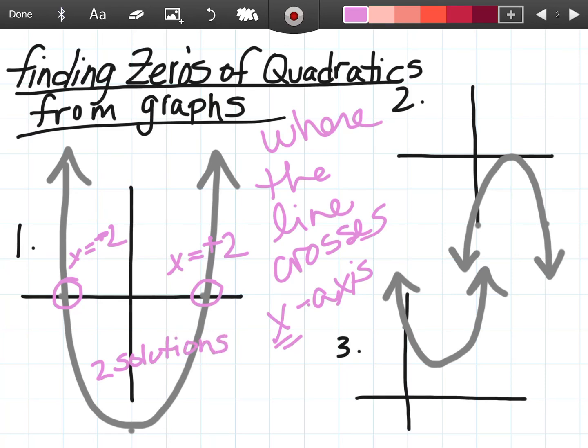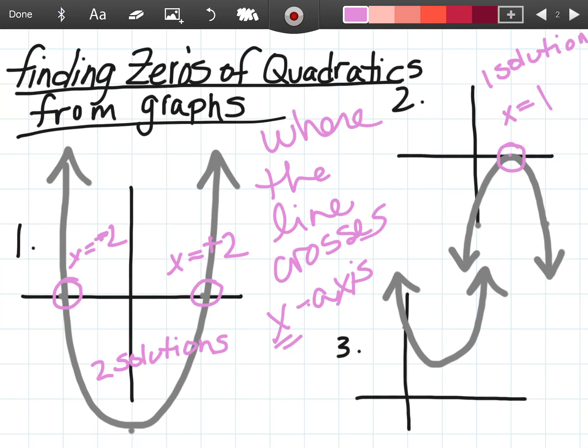Just a quick review. Okay. Example number 2, it only crosses the x-axis right there at x equals 1, which means that it only has 1 solution because it only crosses 1 time.